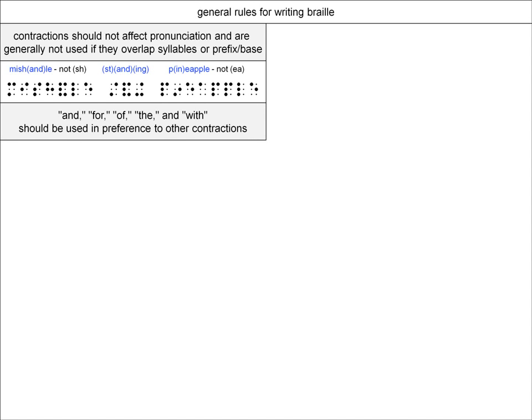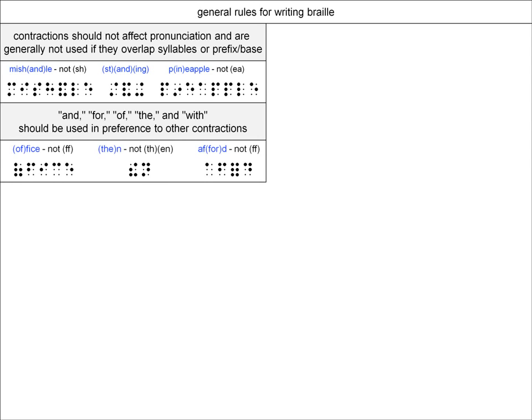The next commonly seen rule is that the contractions and, for, of, the, and with should be used in preference to other contractions. One reason for this rule is because these cells do not represent anything else, so there is no chance of them being misinterpreted. So for instance, the word office would use the of contraction instead of the ff contraction. The word then would use the the contraction instead of the th and en contractions.